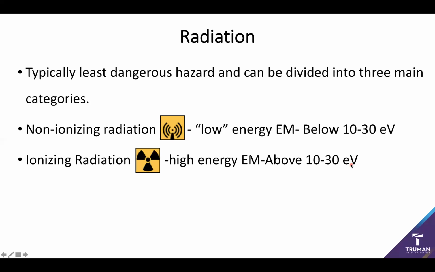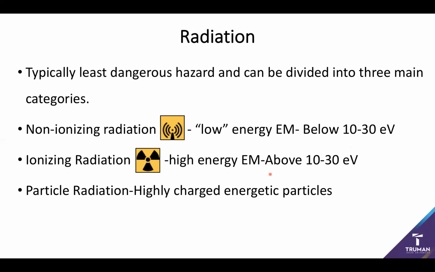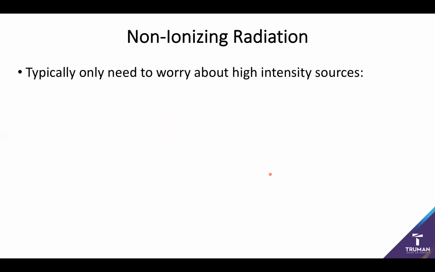We also have ionizing radiation. This is the one that a lot of people tend to think about. This is going to be your X-rays and gamma rays, and can be thought of as any wavelength pretty much lower than 300 nanometers. And it turns out that this one actually can be really hard to stop and can be quite dangerous. And then we also have particle radiation. So this essentially is a catch-all term for highly charged energetic particles that are bigger than a photon.